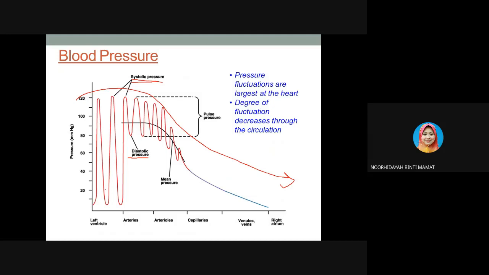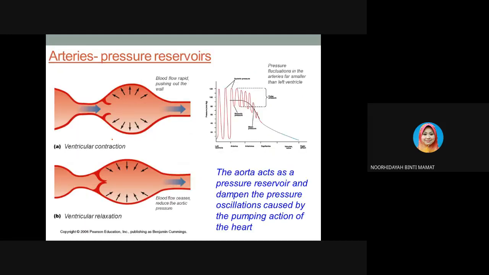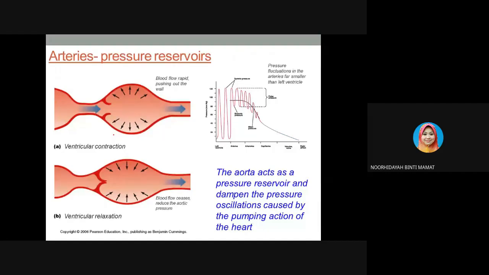As you can see from this graph, the highest fluctuation is in the heart, in the left ventricle. This is arteries, the pressure reservoir. The aorta acts as a pressure reservoir and dampens the pressure oscillations caused by the pumping action of the heart. When the ventricles contract, there is rapid blood flow, but when the ventricles relax, the blood flow decreases and reduces the aortic pressure here. This is the pressure reservoir in the arteries.